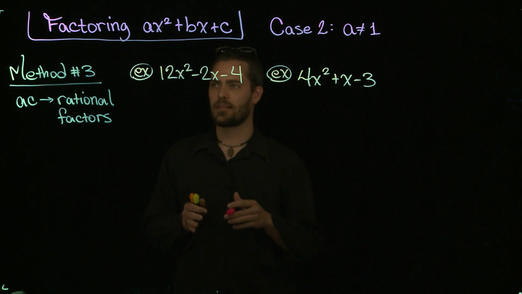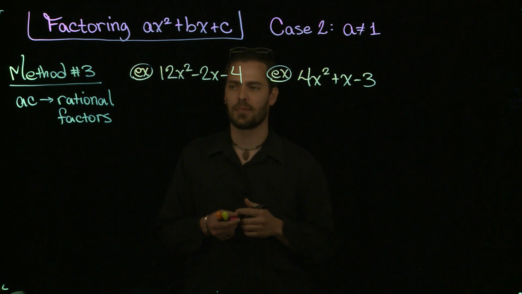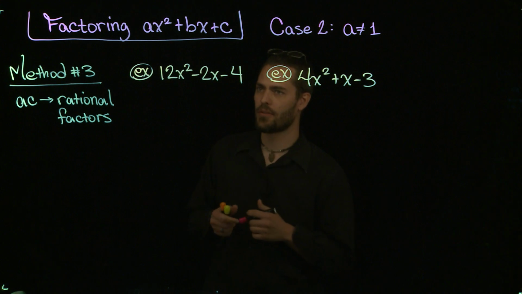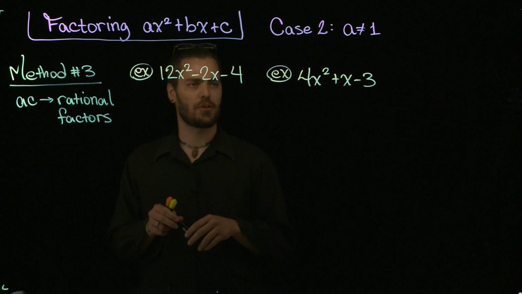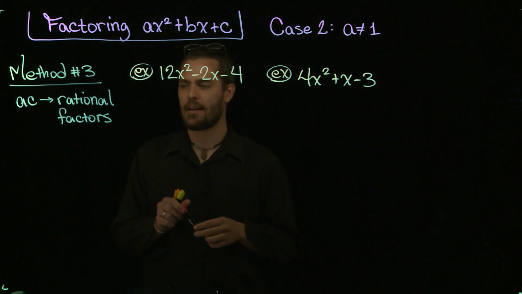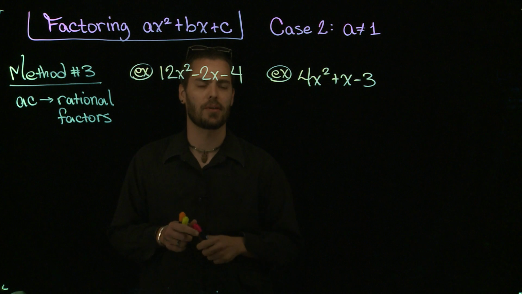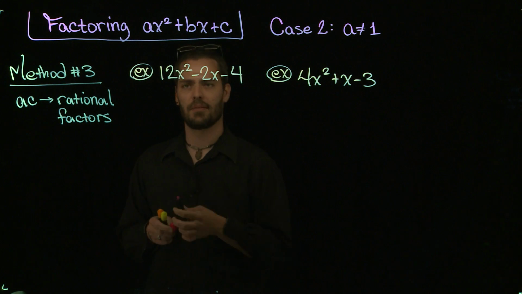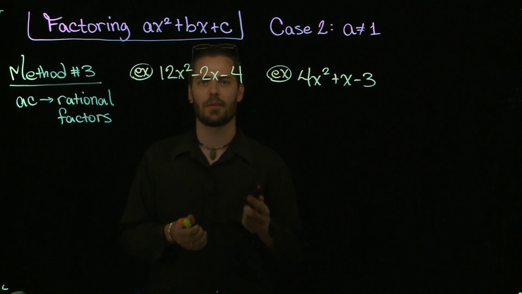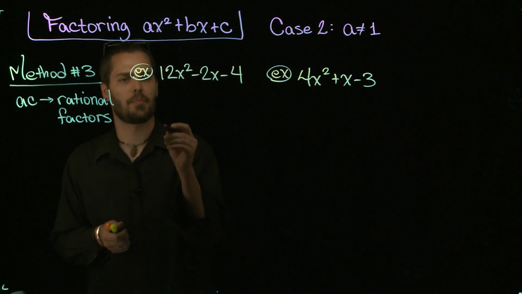Okay, so I wanted to give you a couple more examples of using method number 3 to factor these two trinomials here that I have on the board. Recall that it is essentially important to factor the greatest common factor first when using method number 3. So let's take a look at the first example.